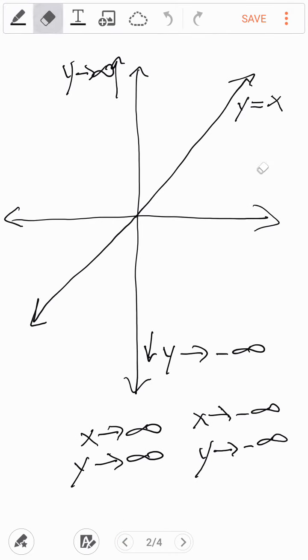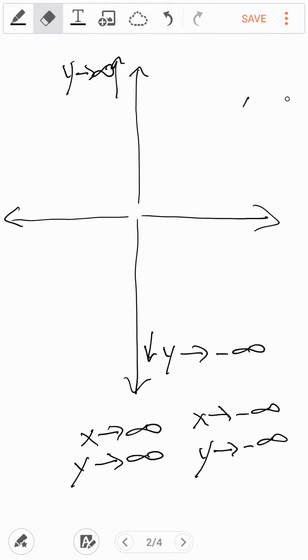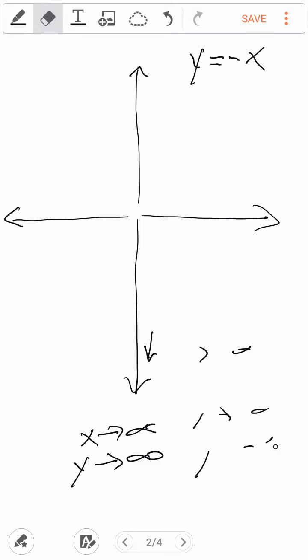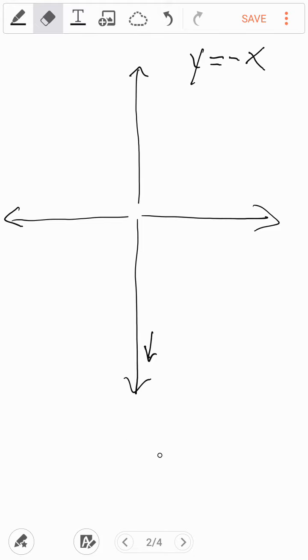Let's change this up a little bit. What if I were to take a look at the graph instead of y equals x, I'll take a look at y equals negative x. So now, first thing I'm going to do is sketch that graph. And so for y equals negative x, instead of heading this way, it's going to head this way.